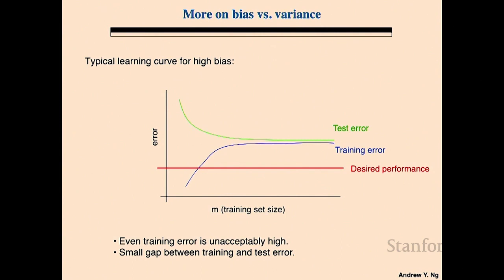And you can imagine when you see a plot like this, no matter how much more data you get, go ahead and extrapolate to the right as far as you want. No matter how much more data you get, no matter how far you extrapolate to the right of this plot, the blue curve, the training error, is never going to come back down to hit the desired level of performance. And because the test set error is generally higher than your training set error, no matter how much more data you have, the error is never going to come down to your desired level of performance.